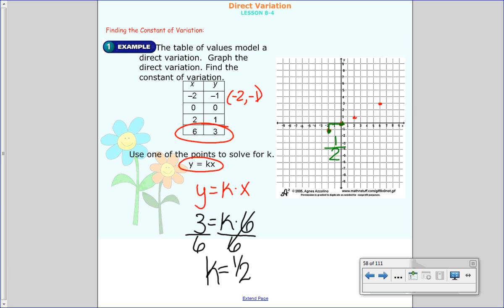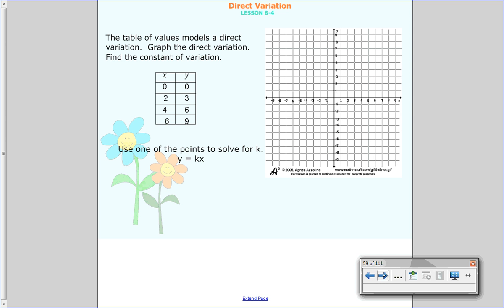Now that we have that, you can write it: y is equal to 1/2 x. A lot of times they want you to write it right in that equation. So I just took this equation right here, and we found what the constant is, so I changed k to 1/2.